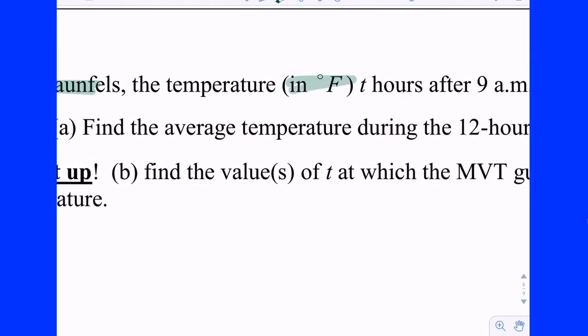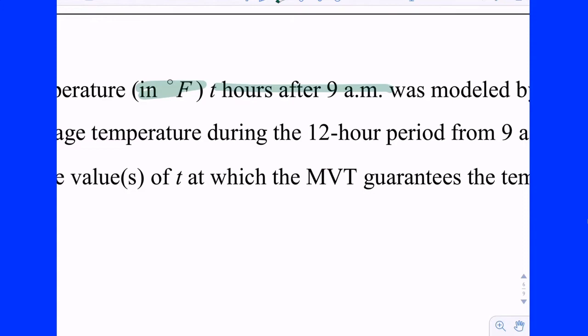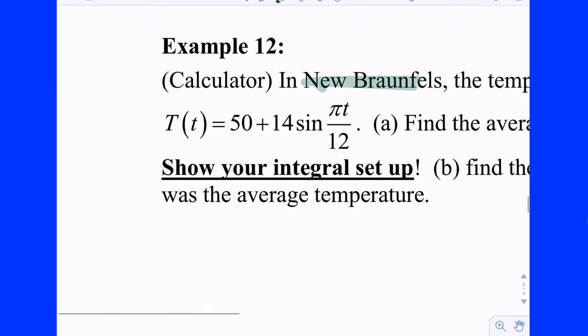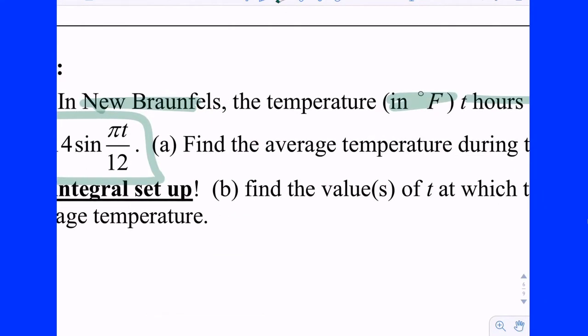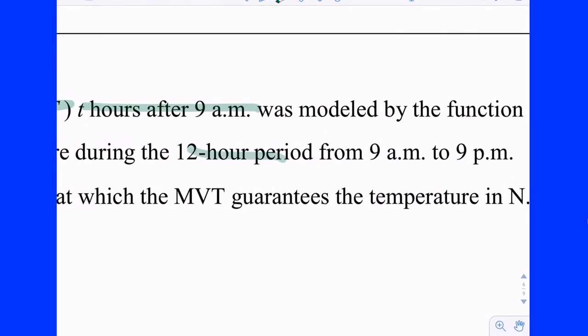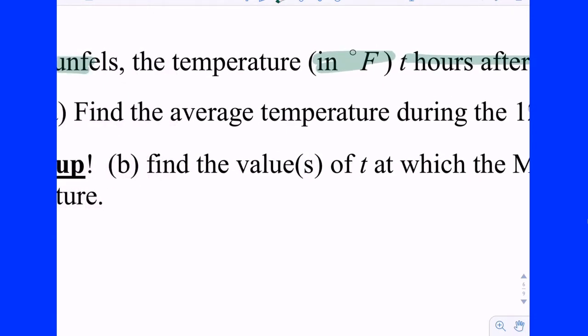The temperature in degrees Fahrenheit, T hours after 9 a.m., was modeled by this function. So maybe some person went out and collected data, got their TI calculator out, plotted it, fit a curve to it, and they gave us this. Pretty appropriate though, right? It's a sinusoidal curve. The temperatures go up, and then they go down, then they go up, and then they go down. I like it. It says to find the average temperature during the 12-hour period from 9 a.m. to 9 p.m.